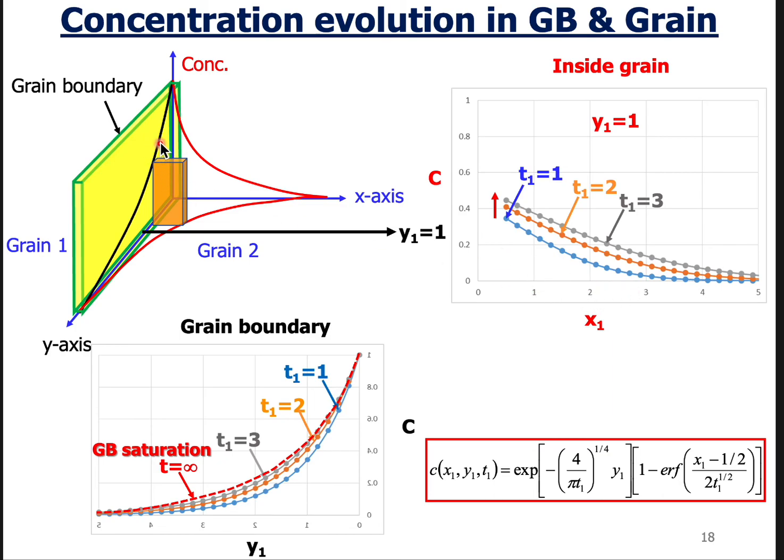And if we take a look at y1 equals 0.5, this location will be serving as a diffusion source, right? So it'll be like this, with t equals 1, t equals 2, and t equals 3. So along the grain boundary, the concentration is exponential decay, and at a specific y1 serving as a diffusion source diffusing inside the grain, you can observe this kind of profile. Okay, so today ended here.